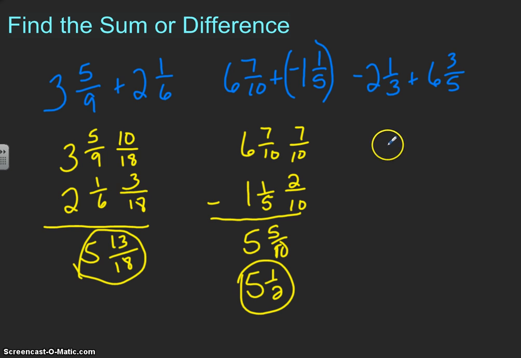We're finished. Next one. Put the bigger on top, smaller on bottom. And because they're different signs, I am going to subtract.